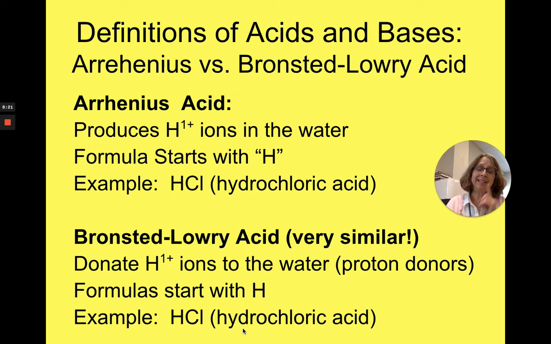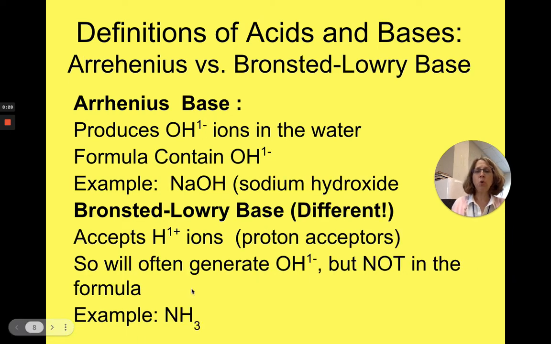Now, when you get to bases, the language makes a difference. So let's look at bases. Arrhenius had a very narrow definition of base. It had to have hydroxide in the formula, like sodium hydroxide, potassium hydroxide. They produce hydroxide ions in the water. An example of that would be sodium hydroxide.